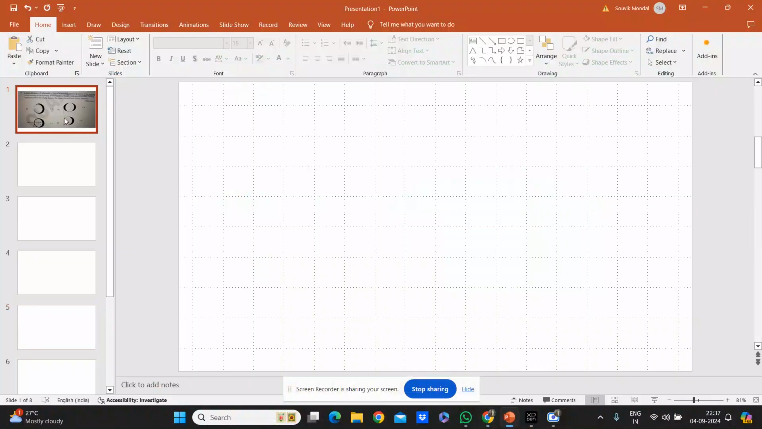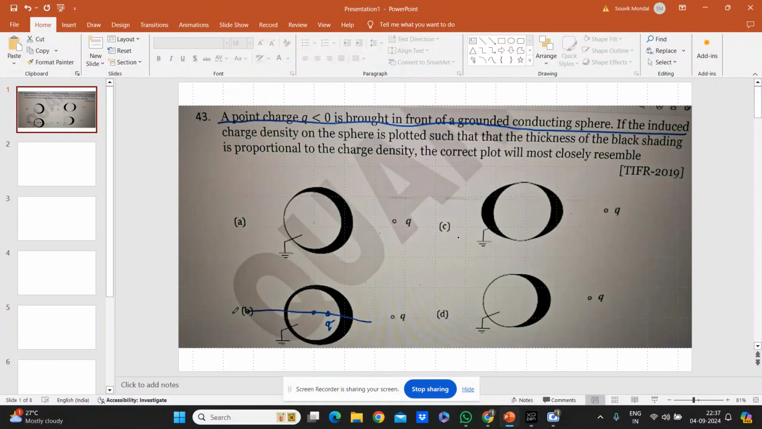Okay, so today I am going to discuss another problem from a TIFR previous year question, and this is also a good problem. The problem says that you have a point charge near a grounded conducting sphere, and that's why it will induce an image charge. We all know that. Now they are asking what the charge density is and how you should plot this charge density. The black shading is proportional to the charge density, it is mentioned.